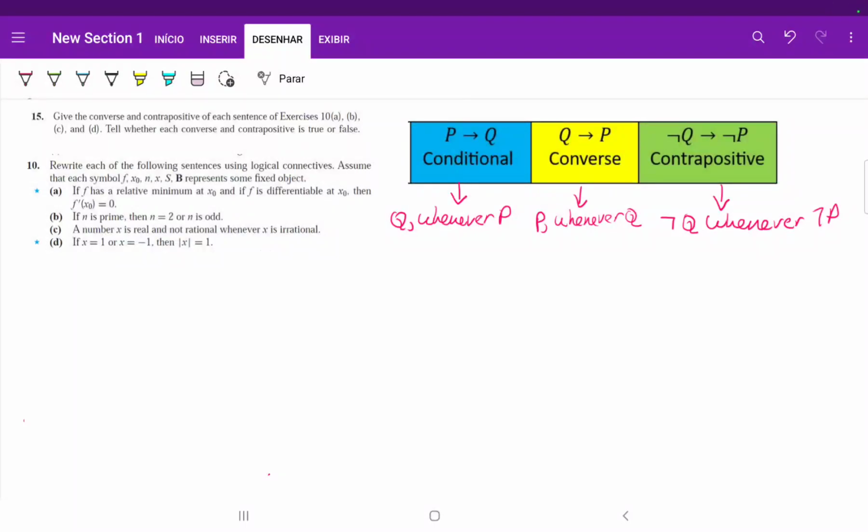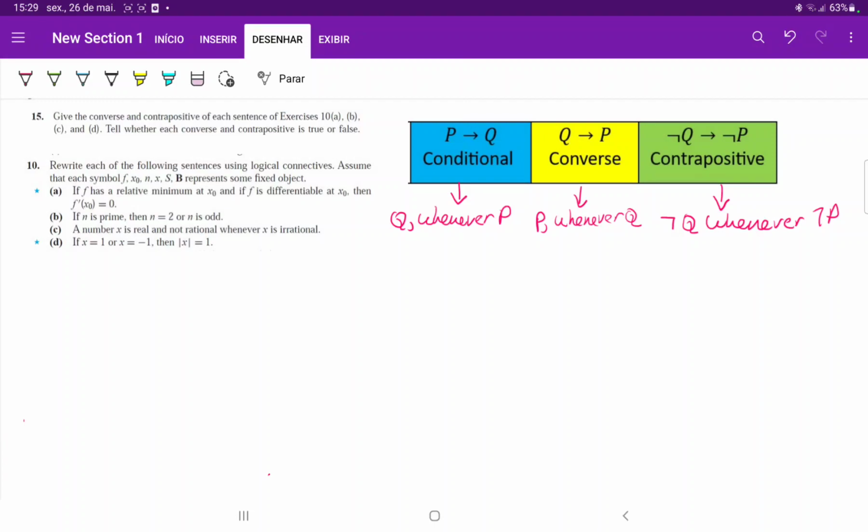So for number 15, we have to give the converse and contrapositive of each sentence of exercise 10. So we're doing A, B, C, and D. I've put exercise 10 here side by side, and I've also put in the form of the conditional: if P, then Q.